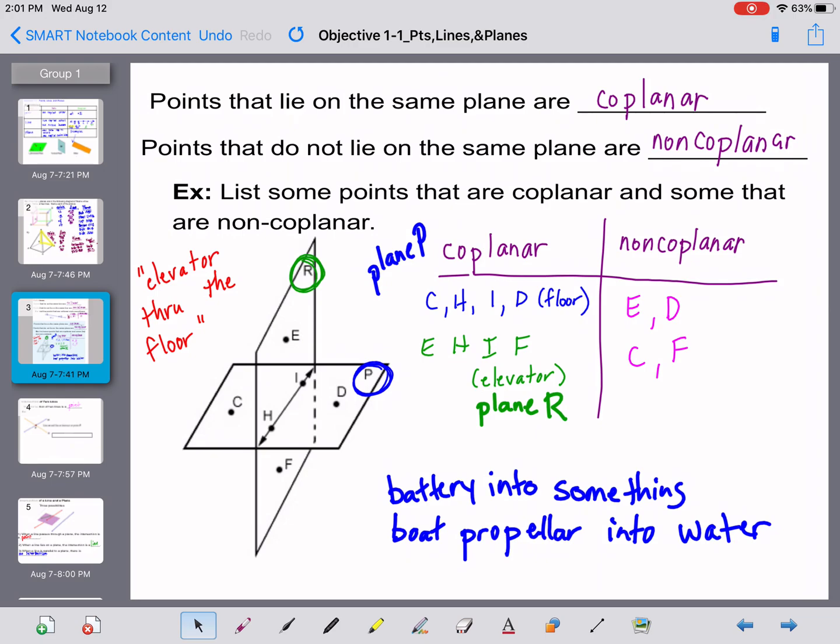You're probably saying, but I've got D here and here. Well, if you look at that differently, it almost looks like that point D might be underneath it, and it's kind of hard to decide. So in a case like this where the picture is a little iffy, I would accept both of those answers as being correct.